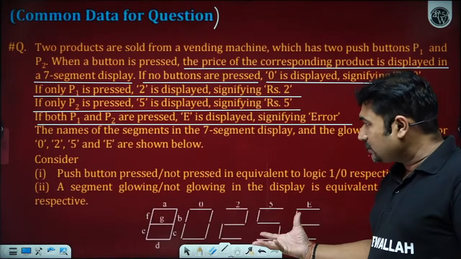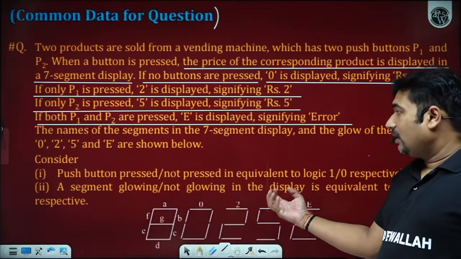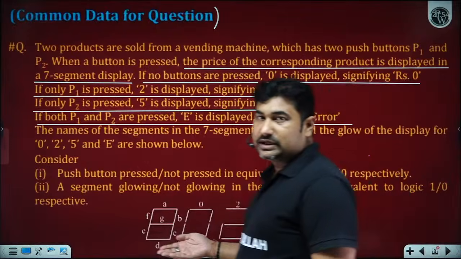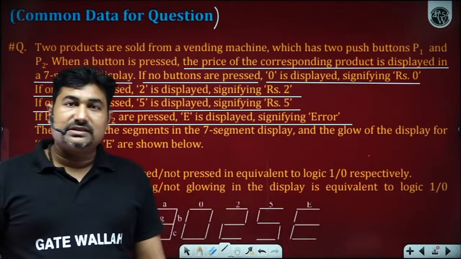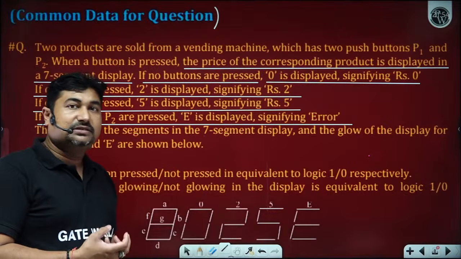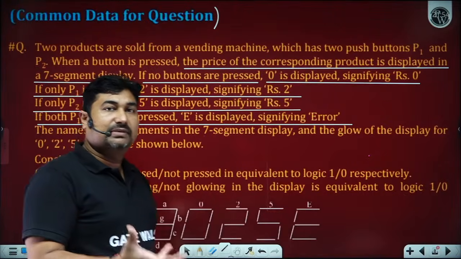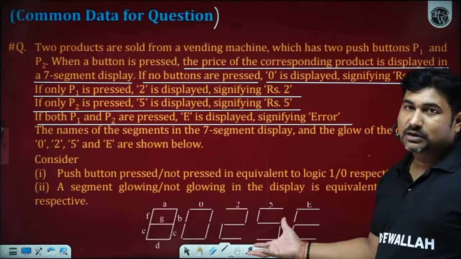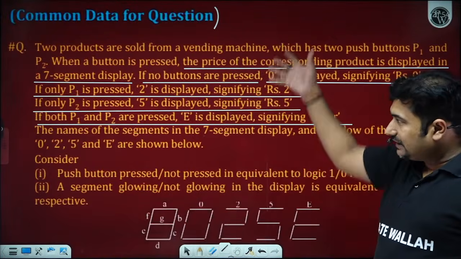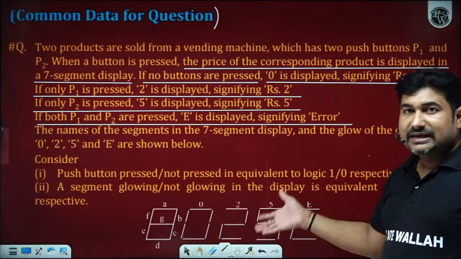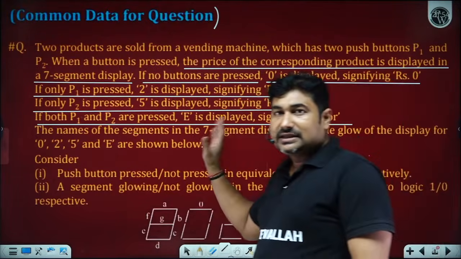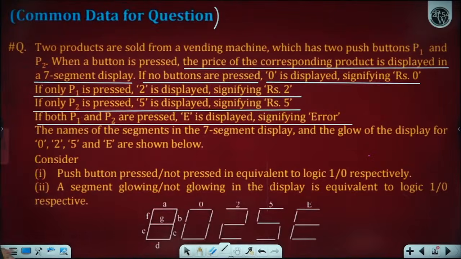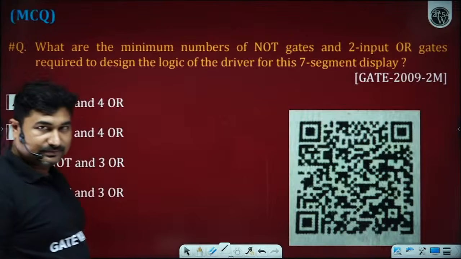A segment glowing or not glowing in the display is equivalent to logic 1 or logic 0. It means whenever a particular segment is at logic level 1, then that particular segment glows. Otherwise, logic 0 indicates that particular segment will not glow. So overall, the things mentioned here are the same as we have discussed in the past part. Is it okay? How many of you are able to understand? Great, sir. Now please observe the question.